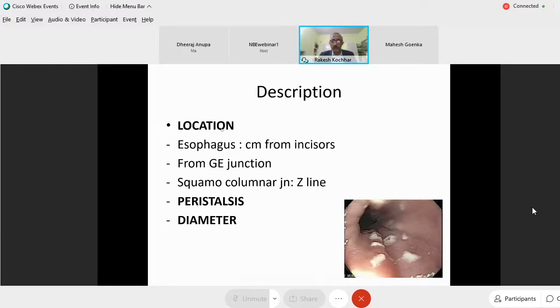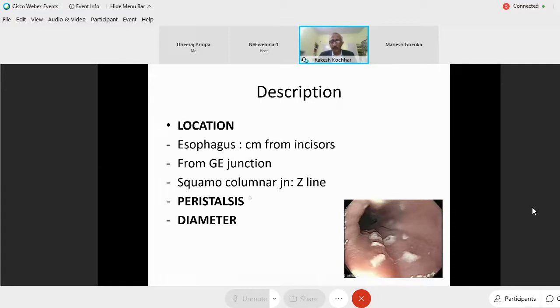So, starting with location. For example, in the esophagus, you have both options available. You describe a lesion in terms of centimeters from the incisors, or for certain lesions like Barrett's esophagus, you describe it as so many centimeters above the gastroesophageal junction. And for that, you need to identify the squamo-columnar junction. The upper esophageal sphincter is not that clearly denoted on endoscopy, so you measure the distance from the incisors. So location is the first part.